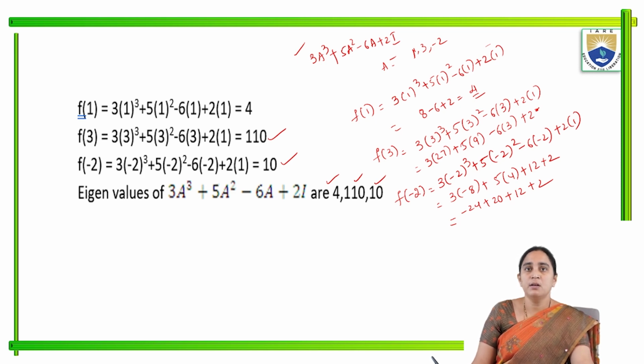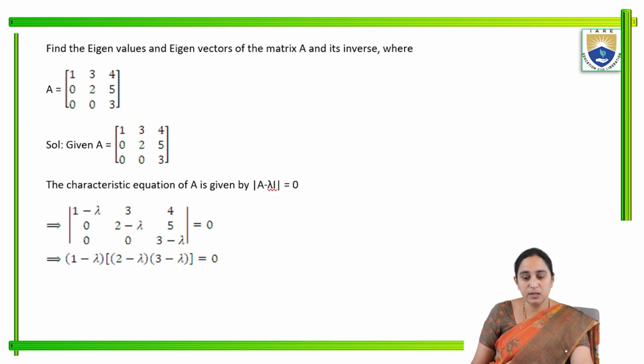This is another one for finding eigenvalues. Okay, next, similarly, next one. This is a different question. Find the eigenvalues and eigenvectors of the matrix A, and find its inverse, where A is equal to 1, 3, 4, 0, 2, 5, 0, 0, 3. Here they are asking for the eigenvalues and the corresponding eigenvectors also, for the given matrix A, which is a 3 by 3 matrix.